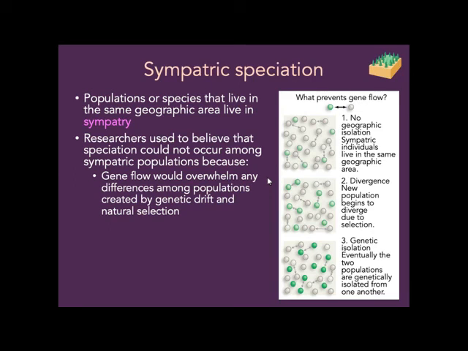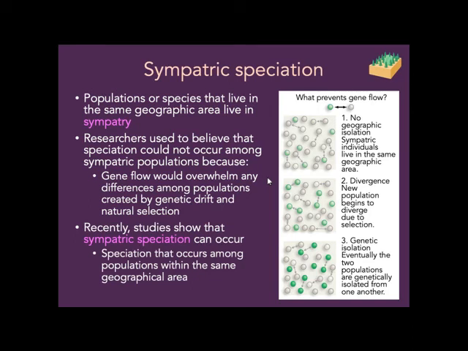Researchers used to believe that speciation could not occur among sympatric populations because they thought that if the two populations were living in the same place, gene flow would overwhelm any differences among populations that would be created by genetic drift and natural selection, so they didn't think that the populations could become different enough from one another to become separate species. But we do have studies that show that sympatric speciation can and does occur. And it occurs among populations in the same area.